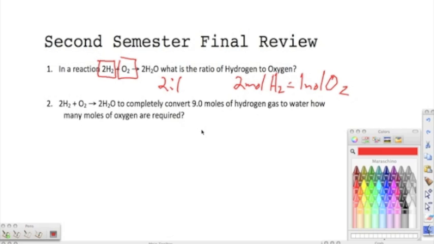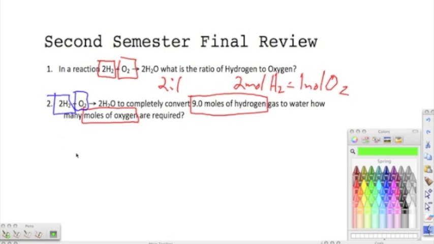Okay, moving on to number 2. Number 2 gives us the same reaction. It says to completely convert 9 moles of hydrogen gas to water, how many moles of oxygen are required? Okay, so we see what we're dealing with. We're dealing with hydrogen, we're dealing with oxygen, so we go ahead and box those in our equation because we're going to be using those guys. And remember, every time we box something, we always write the ratio, we always write our conversion factor. We know that 2 moles of hydrogen always equals 1 mole of oxygen.